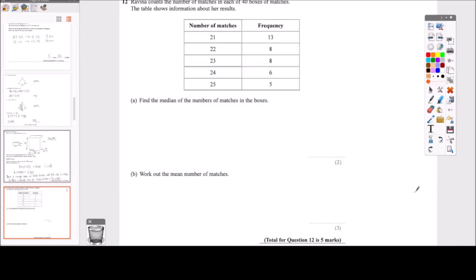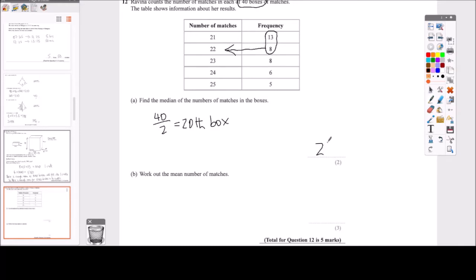Okay, question 12. Find the median number of matches. Well, we've got 40 boxes of matches, so the middle one is going to be 40 divided by 2, which is the 20th box. So where is the 20th box lying? Well, there's 13 boxes. Have we got to our 20th box yet? No, we haven't. But once we add 13 and 8 together, we've got to 21 boxes. So we have got to our middle box, our 20th box.